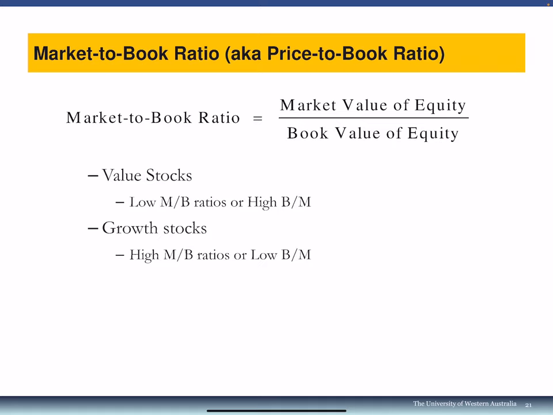You also hear about the BM ratio, which is the book to market ratio. That's just the opposite, so it would be book value of equity divided by market value of equity. People have different preferences. If a company has a low market to book ratio, it is typically known as a value stock. Low market to book means they have more book value than what they have from their share price. On the other hand, if a firm has a high market to book ratio, it is typically known as a growth stock. It is easy to understand why a company can be called a growth stock if it has a higher market to book ratio.